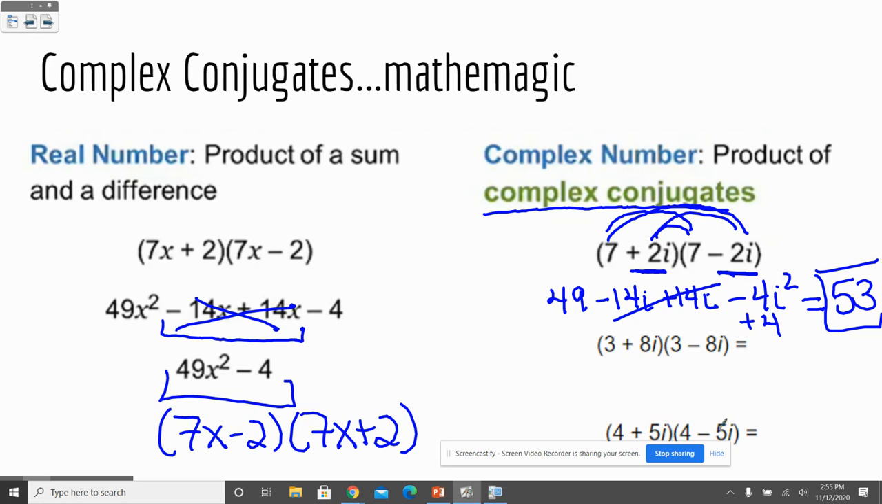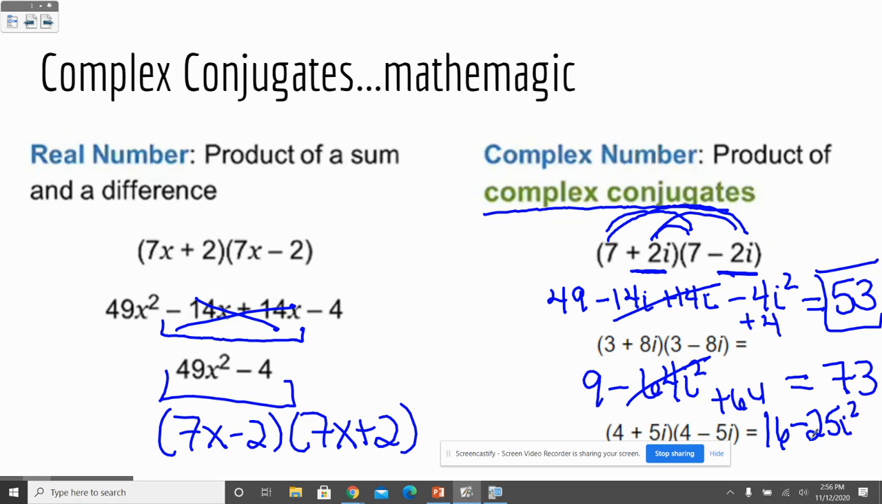So go ahead and try these next two and see how you do. 3 times 3 is 9. Minus 24i plus 24i, that cancels out. Minus 64i squared, that becomes a plus 64. And if you take 9 plus 64, you'll get 73, a real number. 4 times 4 is 16. Minus 20i plus 20i, and then minus 25i squared, which becomes a plus 25. 16 plus 25 is 41, and I'm almost out of space. You can barely see it.